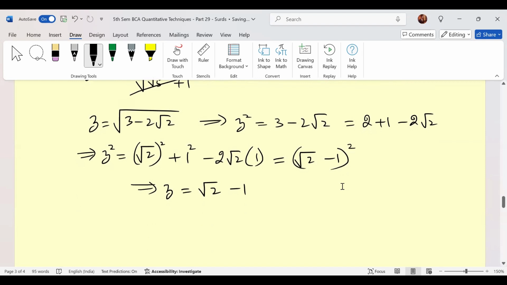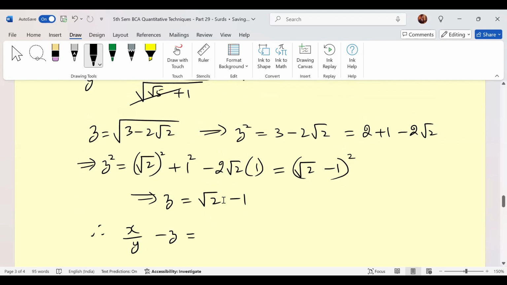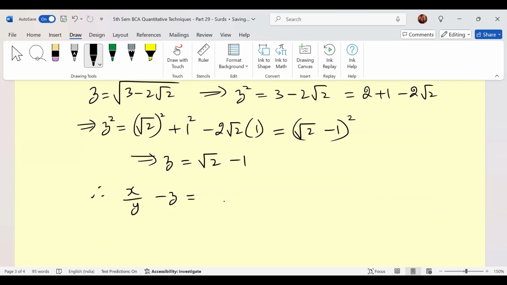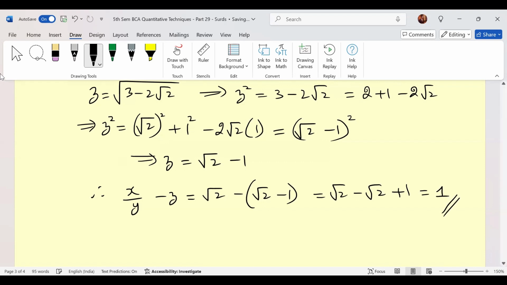So therefore, what do we want? We want x by y minus z. X by y we already calculated as root 2 minus of root 2 minus 1, which is root 2 minus root 2 plus 1. Root 2 gets cancelled. You get the result as 1. That will be the solution for this particular question.